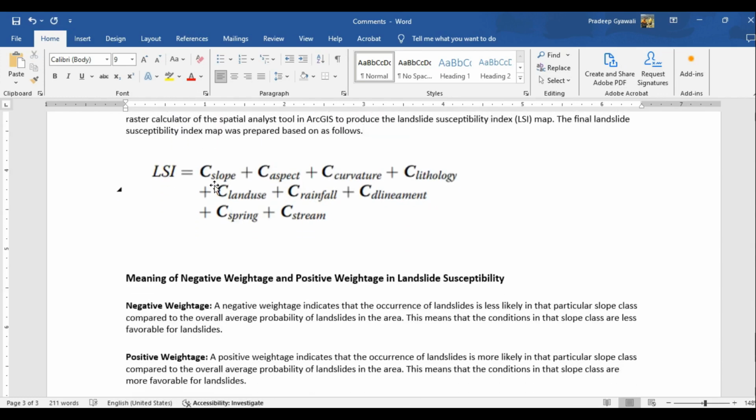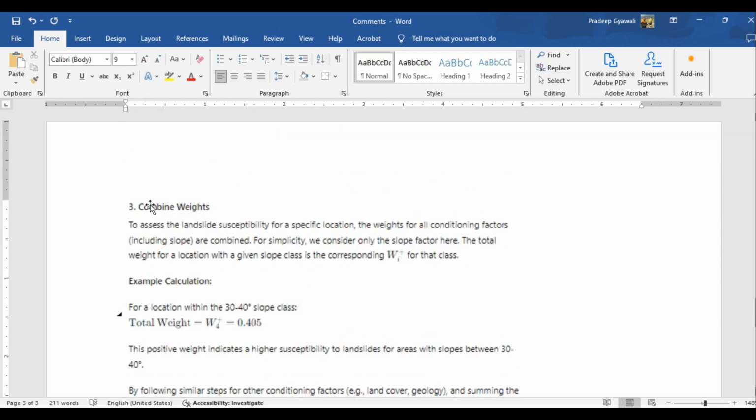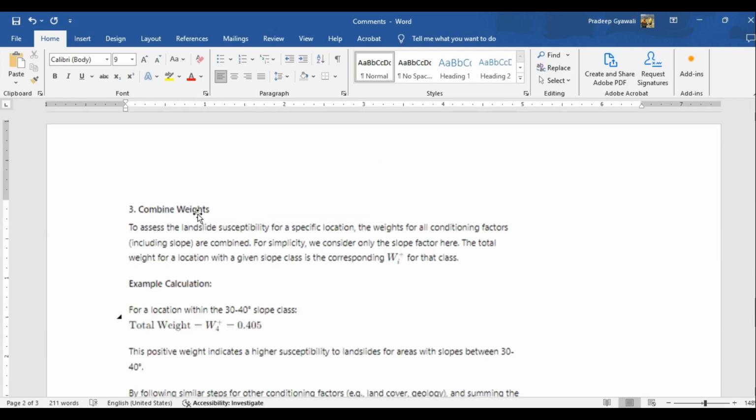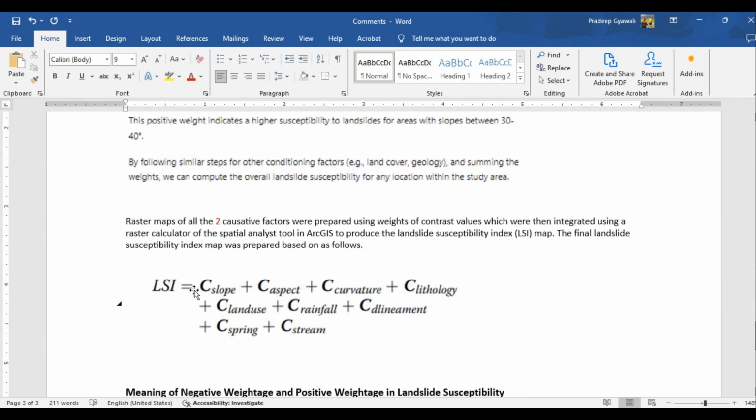Okay, LSI means this total combined weight. That means the weight of contrast of each factor. That means slope, aspect, if you have curvature, if you have, and many more. I only use slope and curvature in this case.